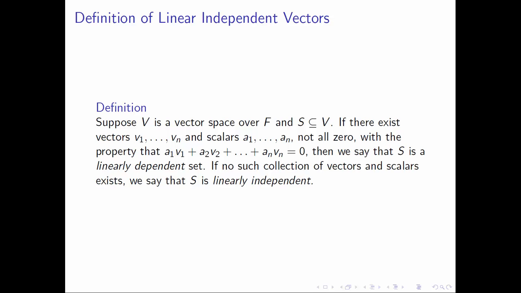Now the way that I'm going to define linearly independent is to just say not that. So if no such collection of vectors and scalars exists, we say that the set S is linearly independent.